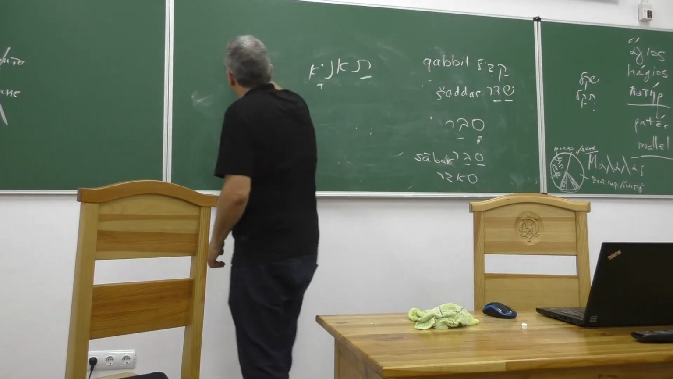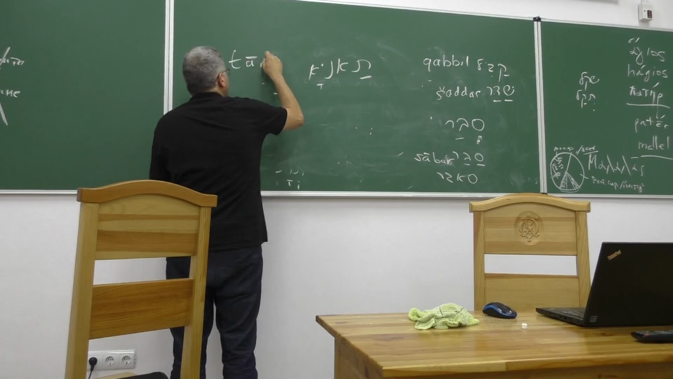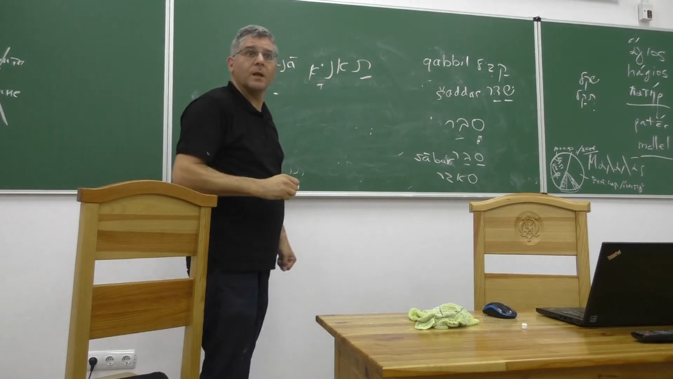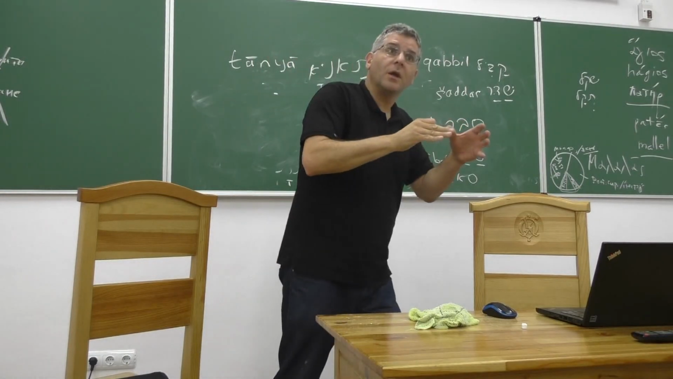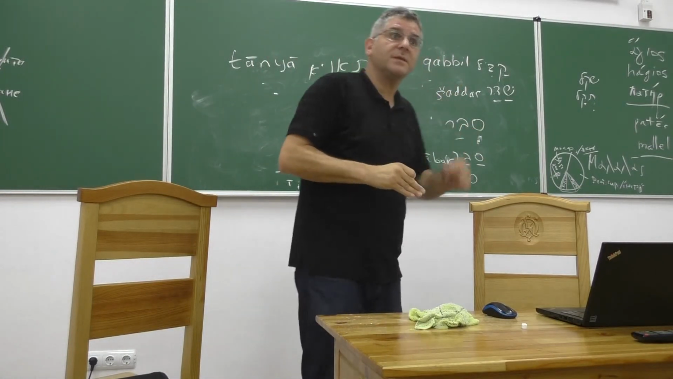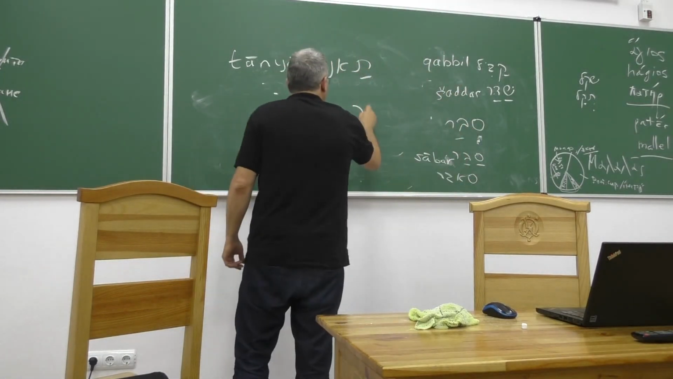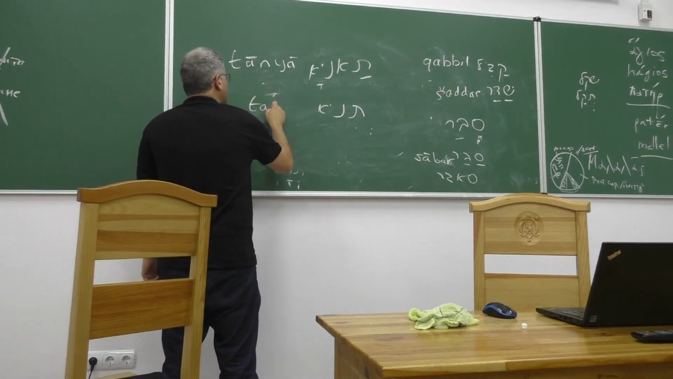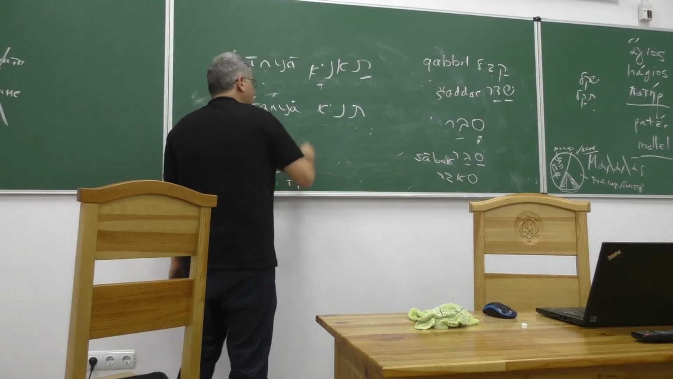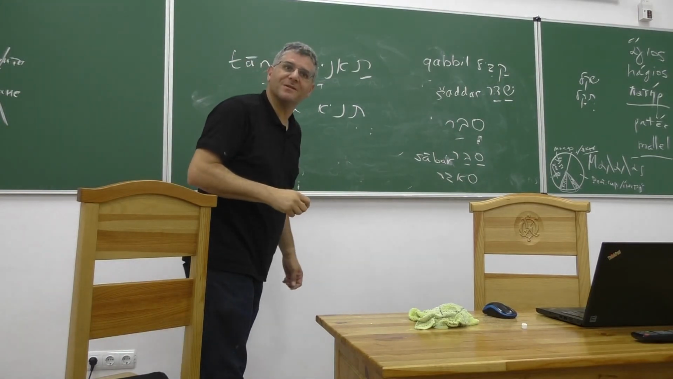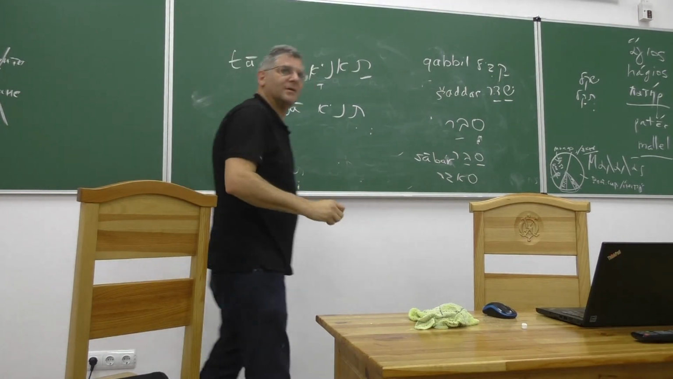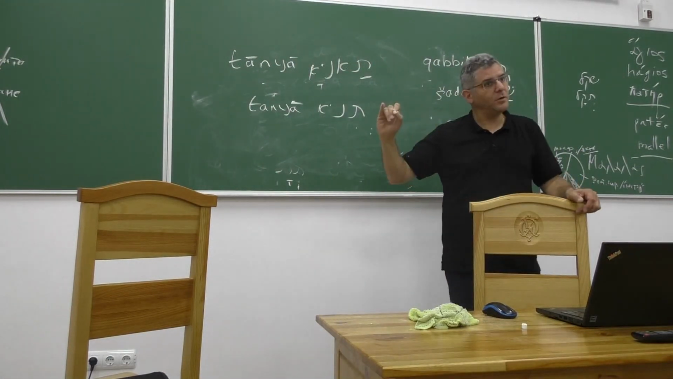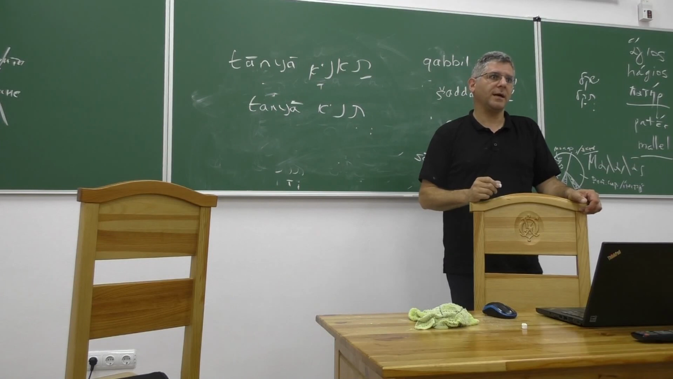So this was tanyo, which was pronounced tanyo, and that is it teaches, feminine singular teaches. But tanyo, it was taught. That's the passive participle. So in fact, there's a phonological difference between the long A and the short A.